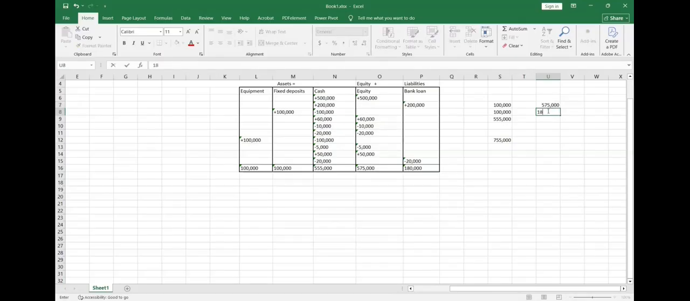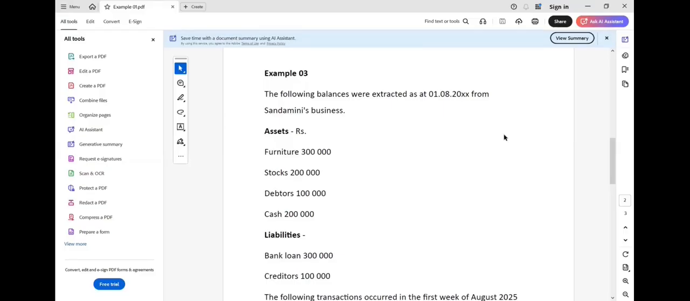575,000 plus 180,000, 755,000. Now here assets equal equity plus liabilities. Now look at example number 3.